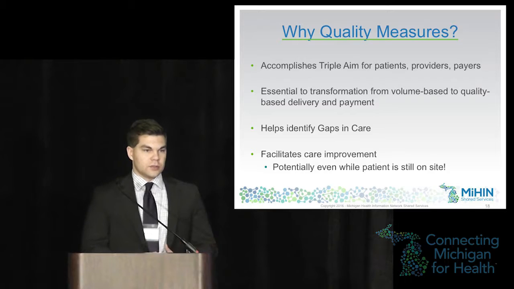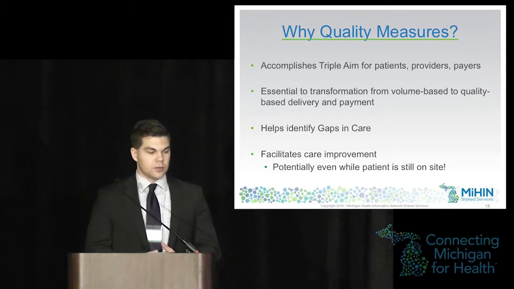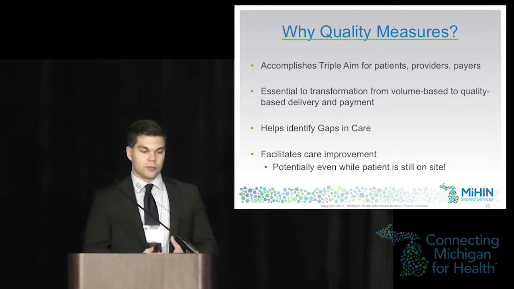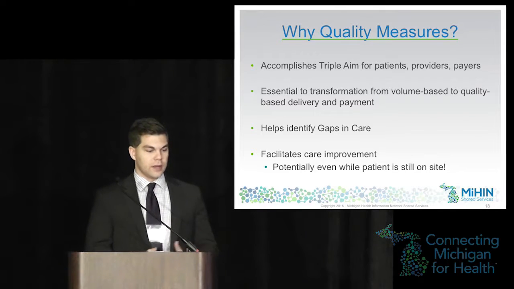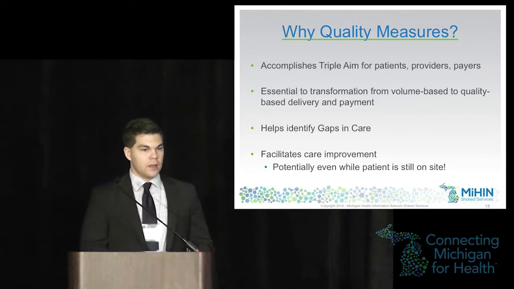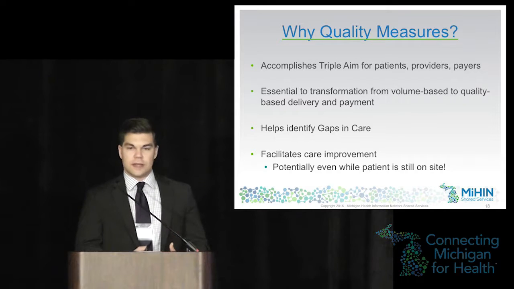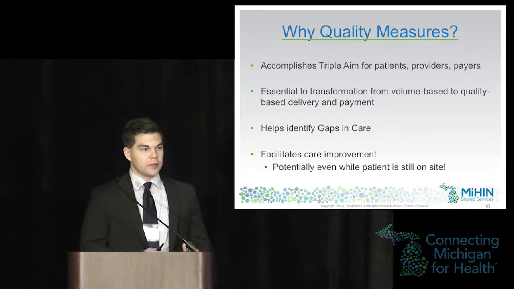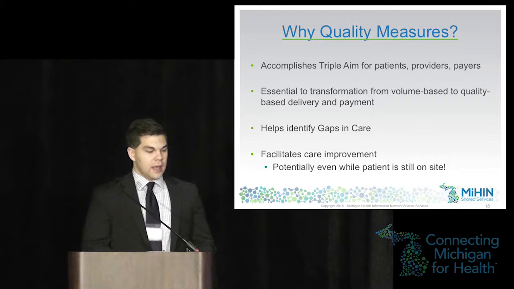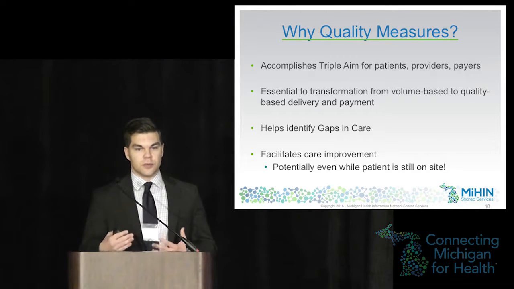So why quality measures? We are, again, trying to achieve the triple aim together. Quality is at the center of the transformation from volume-based fee-for-service care to quality performance-based accountable care and payment models. Obviously, quality measures can help identify gaps in care where we can really make some improvements, and even some of those improvements can happen while the patient is on site if we reach our goal of real-time feedback.